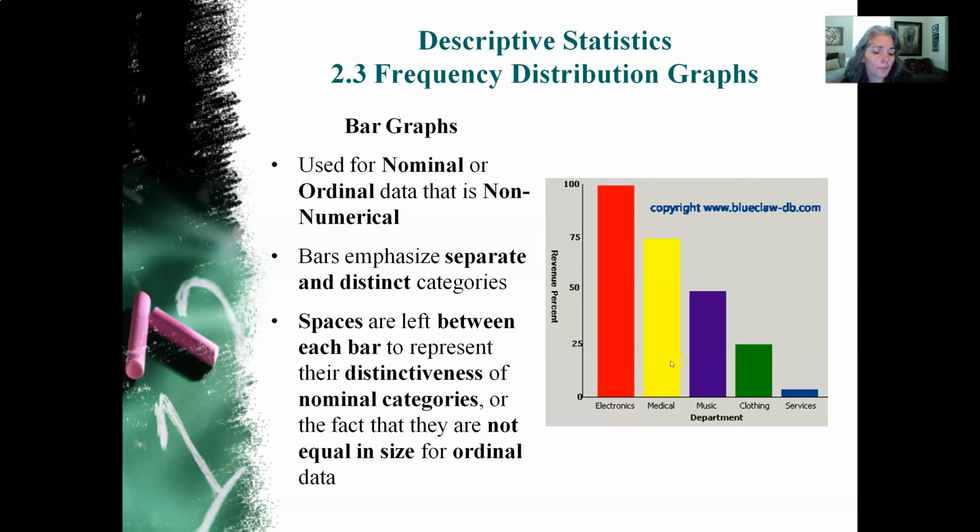When you have nominal data, notice it's a bar chart. They're separate. They're not attached. And you use that anytime it's non-numerical data or it's qualitative differences. Notice the separate bars indicate that they're separate and distinct categories, okay? So you leave that space intentionally.